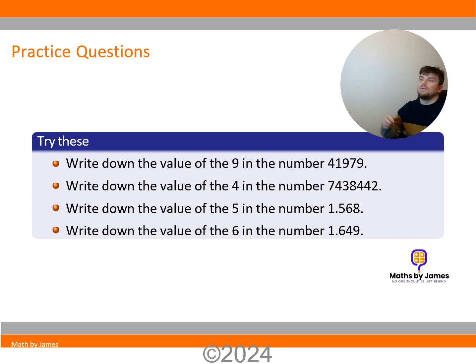So here's some practice questions for you to have a go at. Do have a go at this. These questions are in our quiz. Do have a go at them. And we will also go through these answers as well.